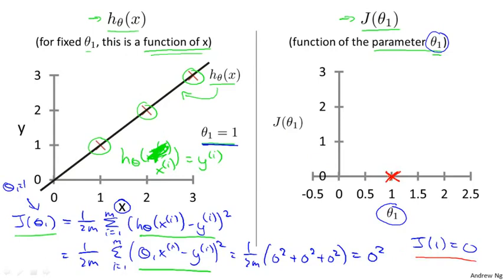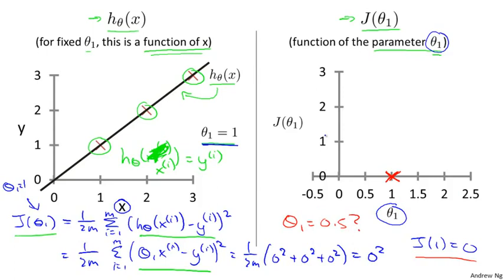Now let's look at some other examples. Theta 1 can take on a range of different values, right? So theta 1 can take on negative values, 0, or positive values. So what if theta 1 is equal to 0.5? What happens then?